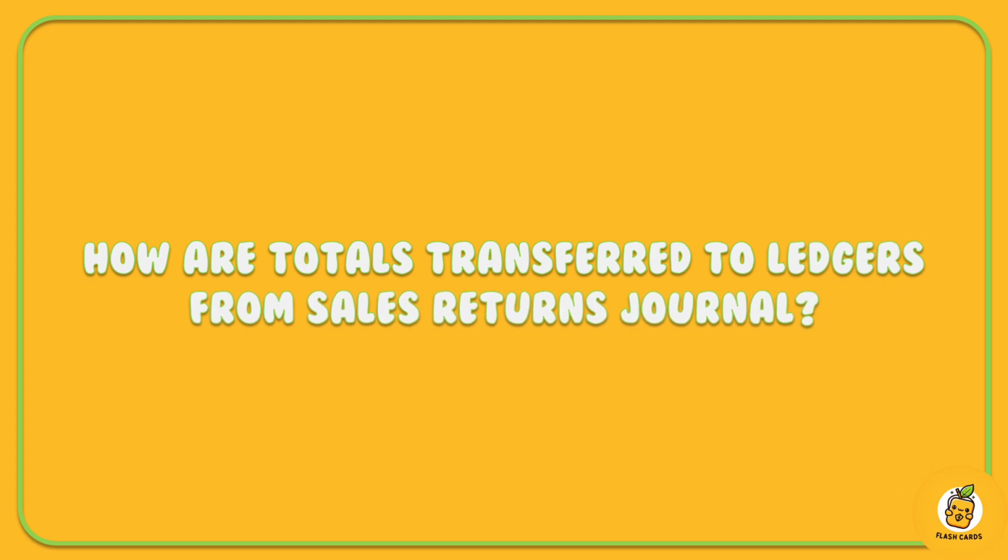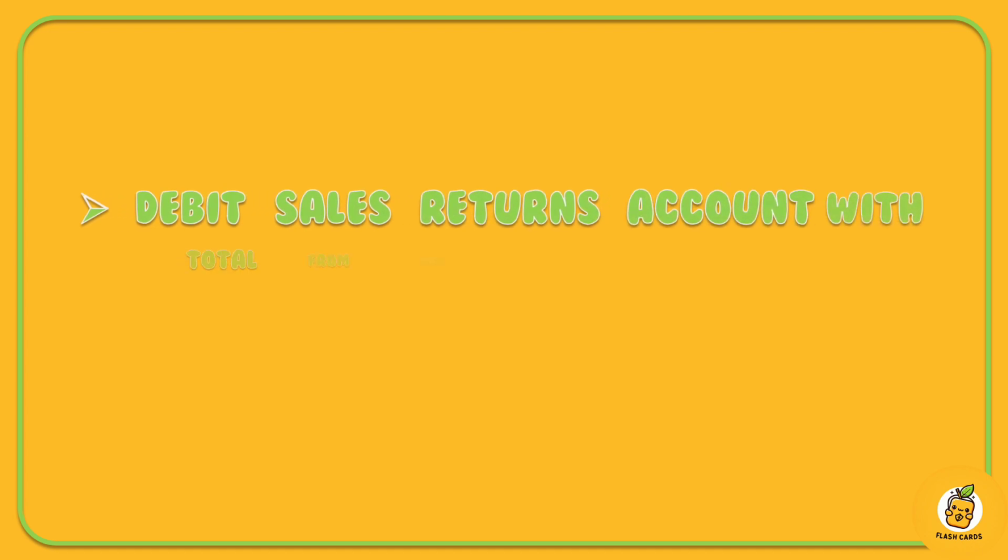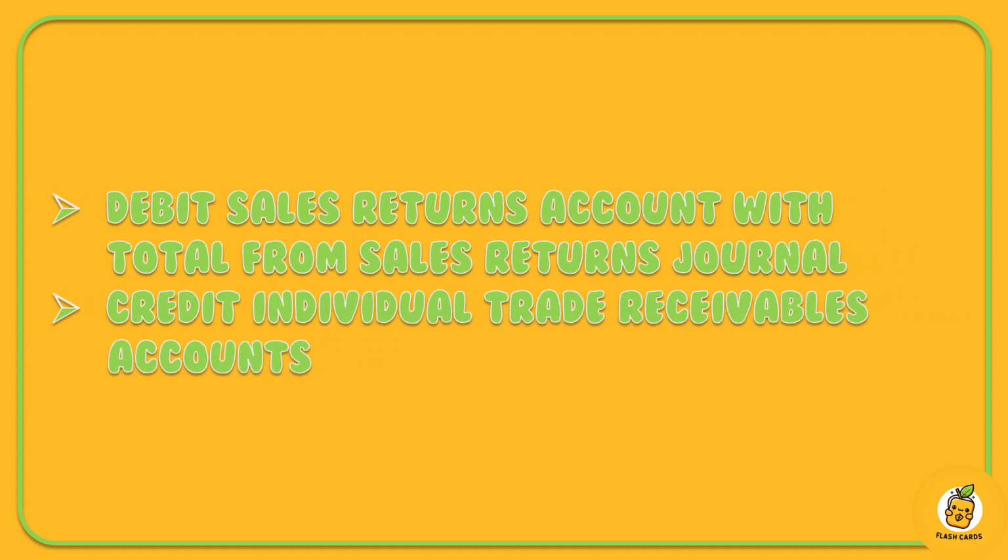How are totals transferred to ledgers from the sales returns journal? Debit sales returns account with the total from the sales returns journal. Credit individual trade receivables accounts.